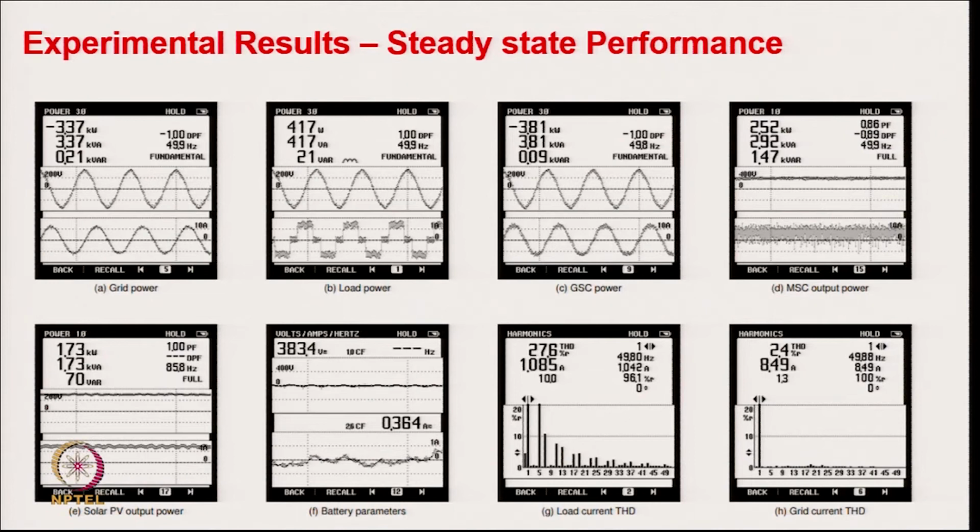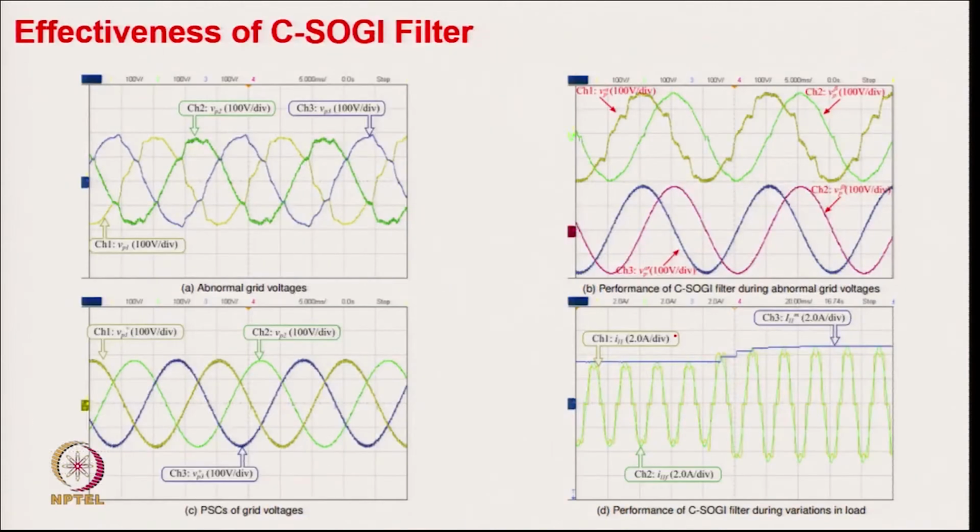And these are the typical results after implementation. You are feeding a non-linear load, but the grid current remains sinusoidal. Where the load THD is 27%, the grid current THD is only 2.4%. And you can clearly see even a very distorted grid voltage can be handled. This is the algorithm, how we are filtering, okay.